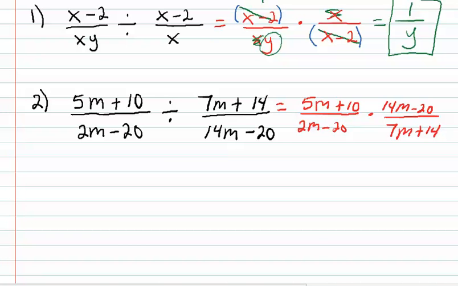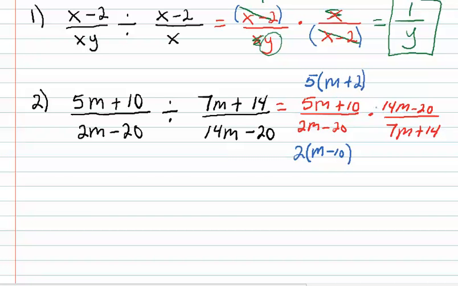Okay, now I'm going to work through and look to see if there's things that I can factor out of each part of the fraction. So now we look at the top one here, 5m and a 10. They both have a 5 in common. So I pull the 5 out and I multiply it with m plus 2. The bottom, they both have a 2 in common. I take the 2 out and I multiply it with m minus 10.